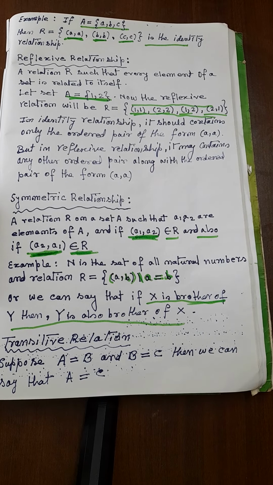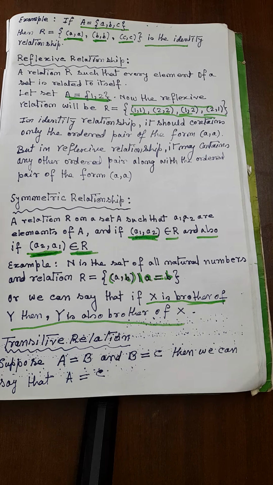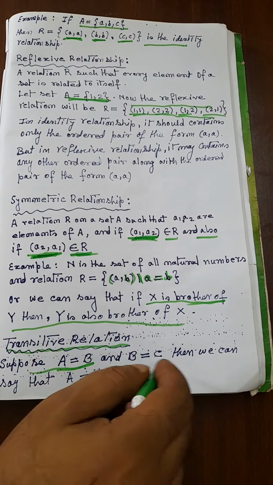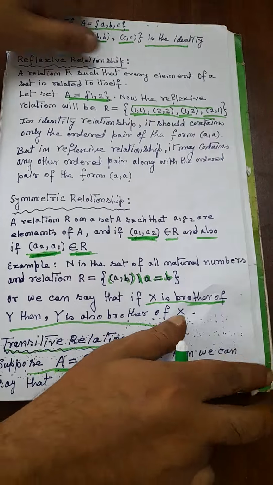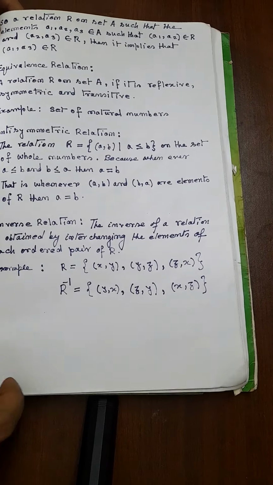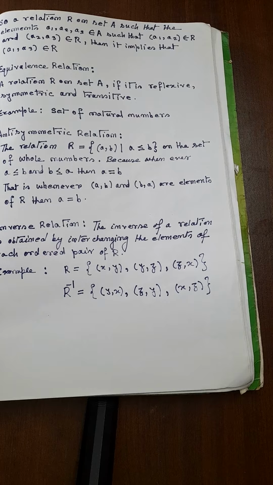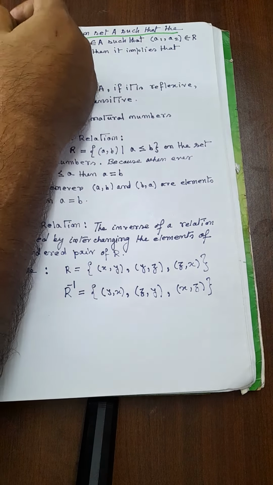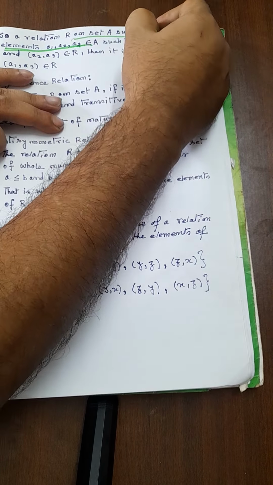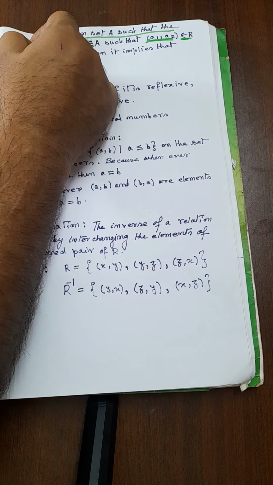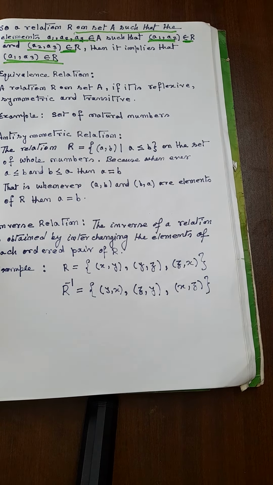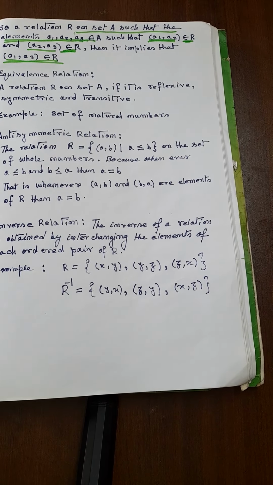Now what is transitive? Suppose a equals b and b equals c, then we have a equals c. That is what a transitive relationship is like. A relation R on set A, such that the elements a1, a2, a3 belong to A, and (a1, a2) belongs to R and (a2, a3) belongs to R, implies that (a1, a3) belongs to R. So we say the relation is transitive.